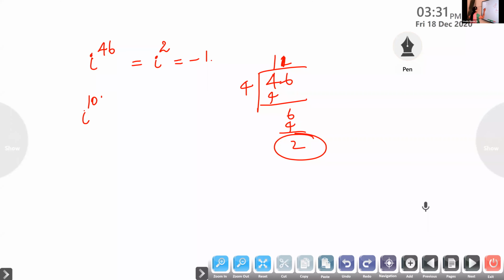What is i raised to 100? When you divide 100 by 4, what is the remainder? i raised to 100 will be same as... When you divide by 4, what is the remainder you will get?